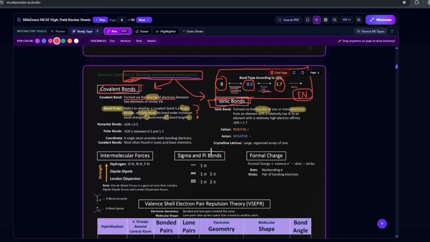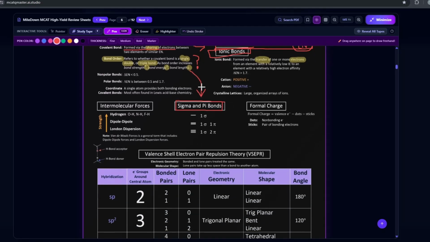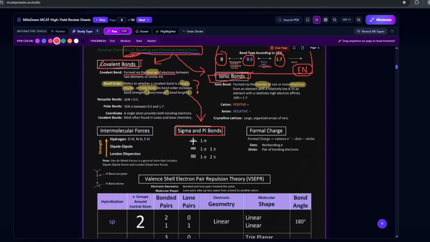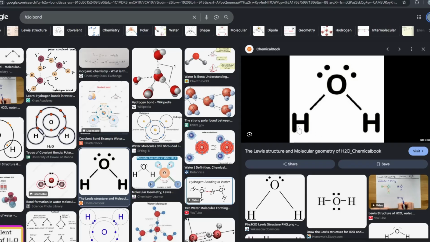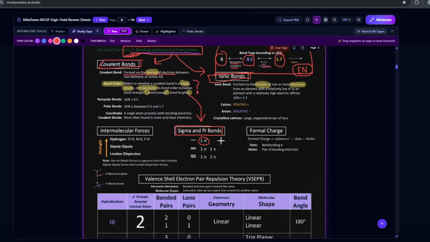Why? So let's go to sigma and pi bonds down here because that'll help explain bond order and why this occurs, right? So if I have a single bond, also known as one pi bond, right? A single bond looks like this. H and O here are single bonded, right? So if I have H and O single bonded, right?